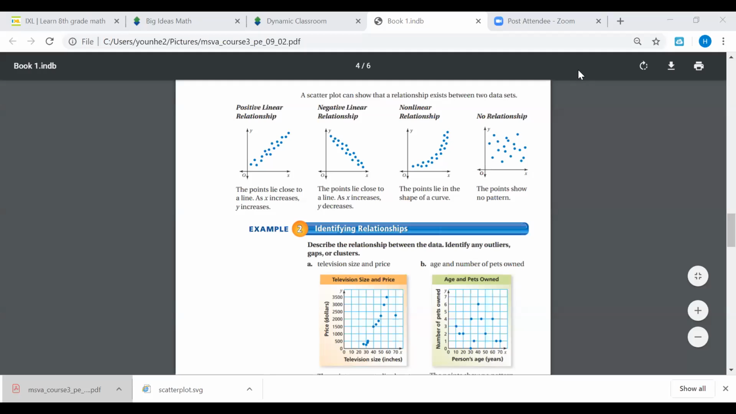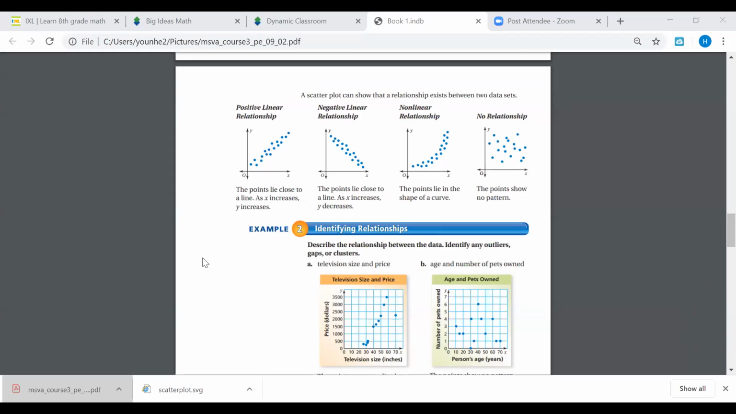Actually, before I show you example 2, I wanted to show you this right here. At the top of page 345, it says a scatter plot can show a relationship exists between two data sets. And so in this example here, you see a positive linear relationship. The points lie close to a line. As x increases, y increases.